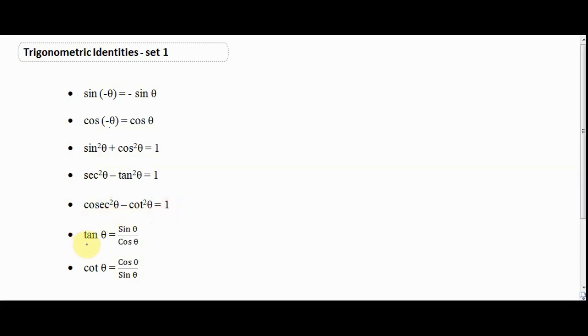The next one says tan theta is equal to sine theta by cos theta. And next one says cot theta is equal to cos theta by sine theta. Okay, so this set of trigonometric identities are very simple. You must be familiar with all this. Now let's move on to set 2.